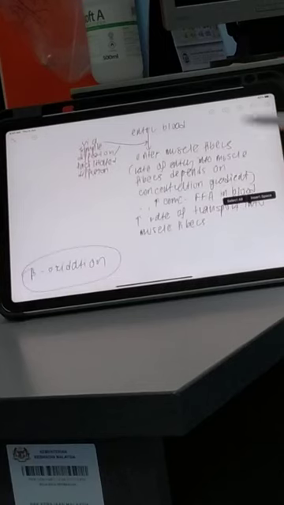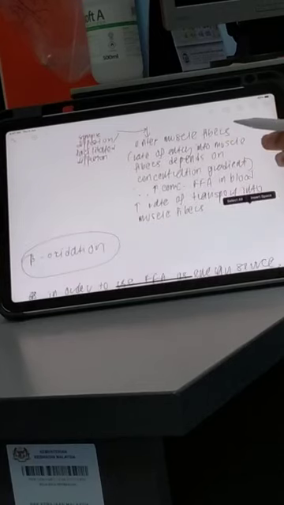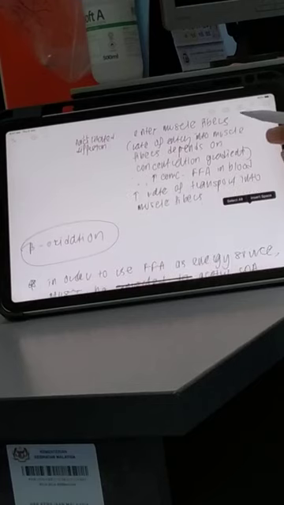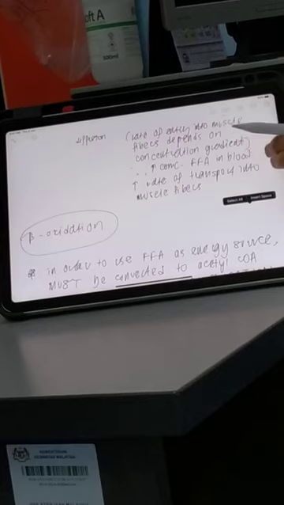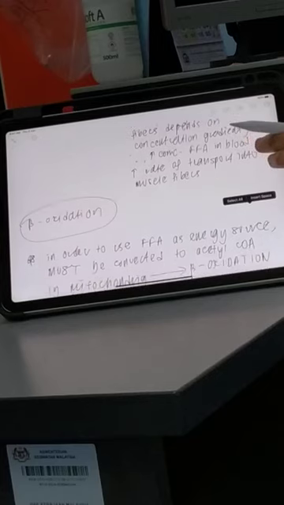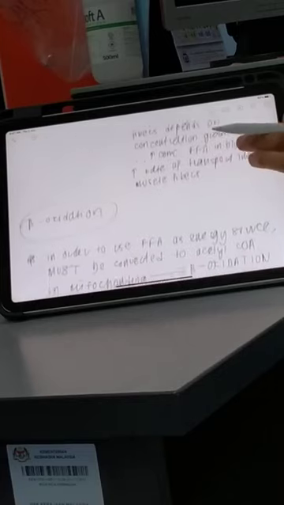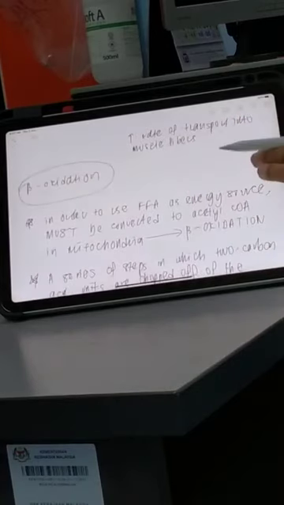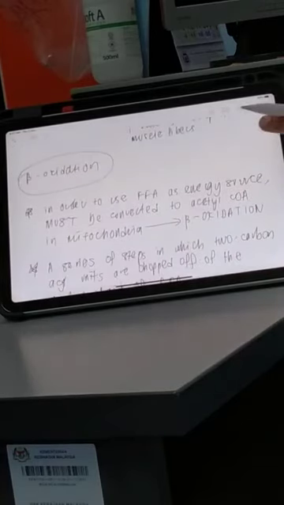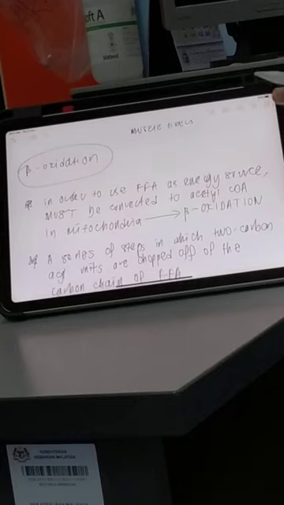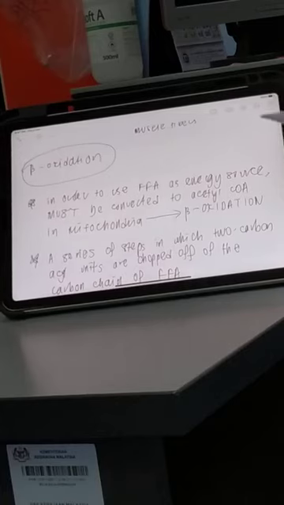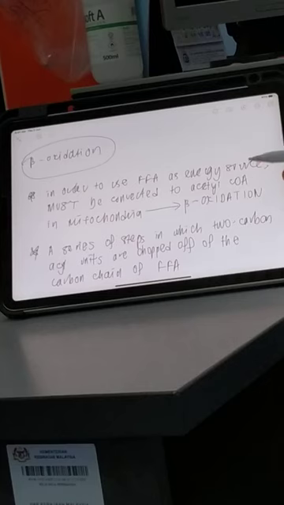So the rate of entry into the muscle fibers depends on the concentration gradient. So if, let's say, the concentration of free fatty acid in blood increases, there will be an increased rate of transport into the muscle fibers. Okay, that is about the oxidation. So the next thing I'm going to talk about is beta oxidation. In order to use free fatty acid as the energy source, it must be converted to acetyl-CoA in mitochondria. So that is what we call beta oxidation.